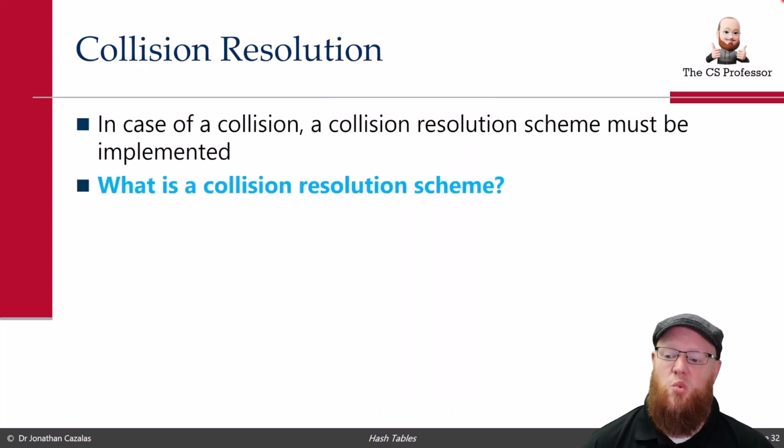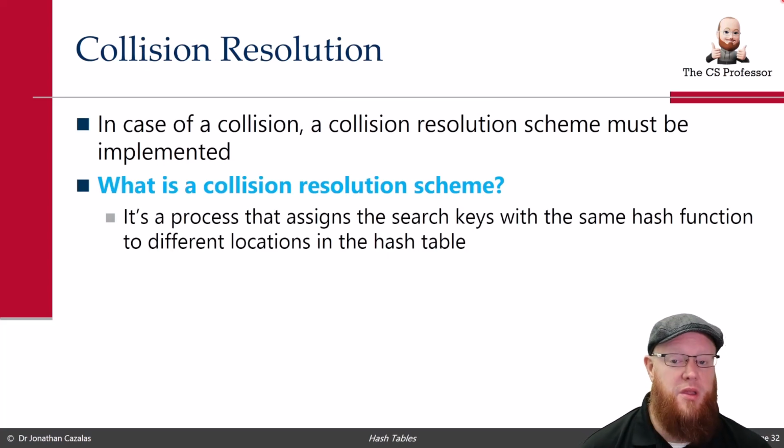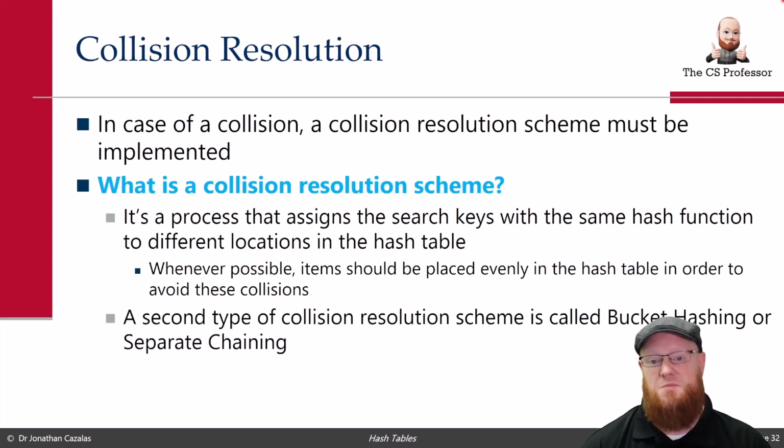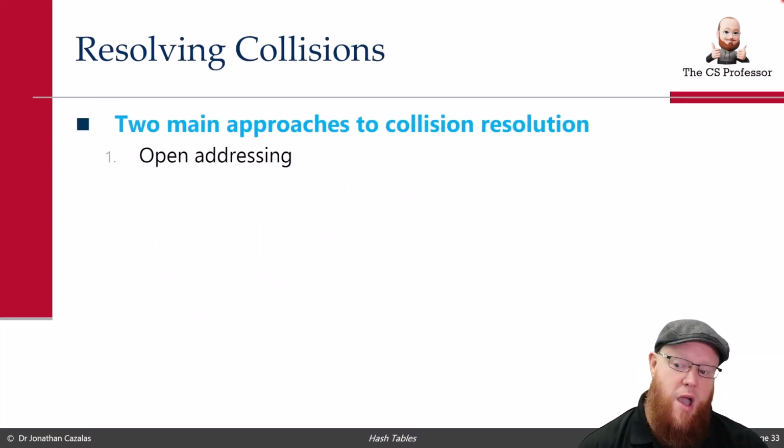All right, so collision resolution schemes. When we have a collision, we need to fix it. That's what these schemes really are. It's a process that's going to assign search keys that are spit out from the same hash function to different locations in the hash table, so hopefully everyone can find their own unique location. Whenever possible, we do want the hash function to distribute these search keys as uniquely and evenly as possible within the table to avoid collisions, but they can't always be avoided, so we need to deal with these collision resolution schemes. We're going to discuss a variety of approaches.